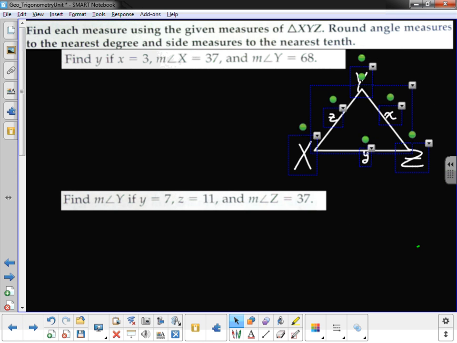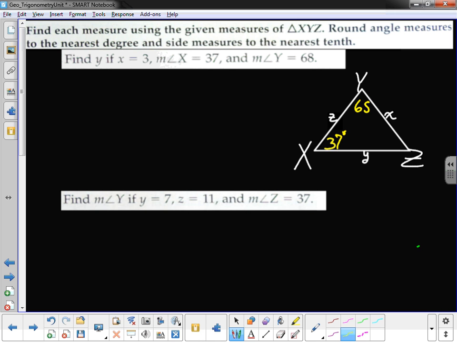Okay, so there's my XYZ. The only reason I'm doing that is so that we can see how it would work. If I use this triangle and plug in the numbers I know, angle X is 37 degrees and angle Y is 68 degrees. That means I could figure out angle Z if I need it. I know side X is 3, and they want me to figure out the measure of side Y.